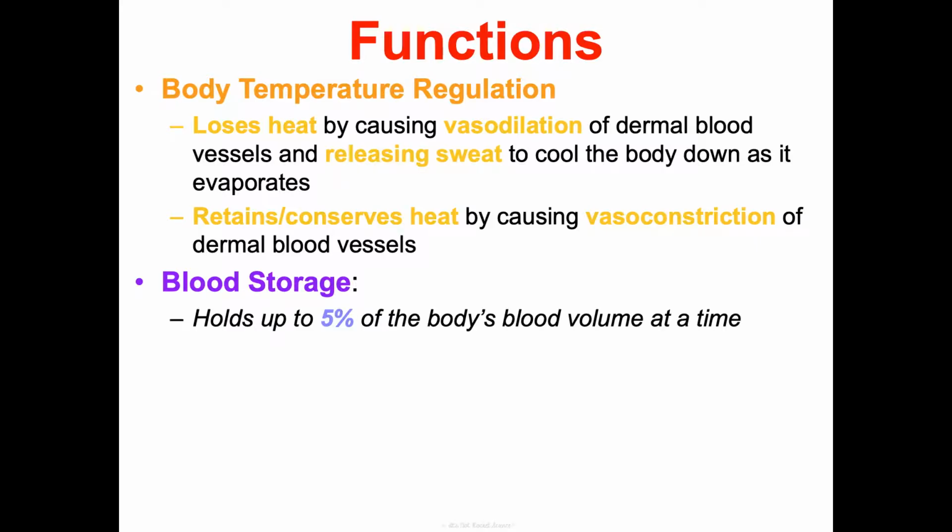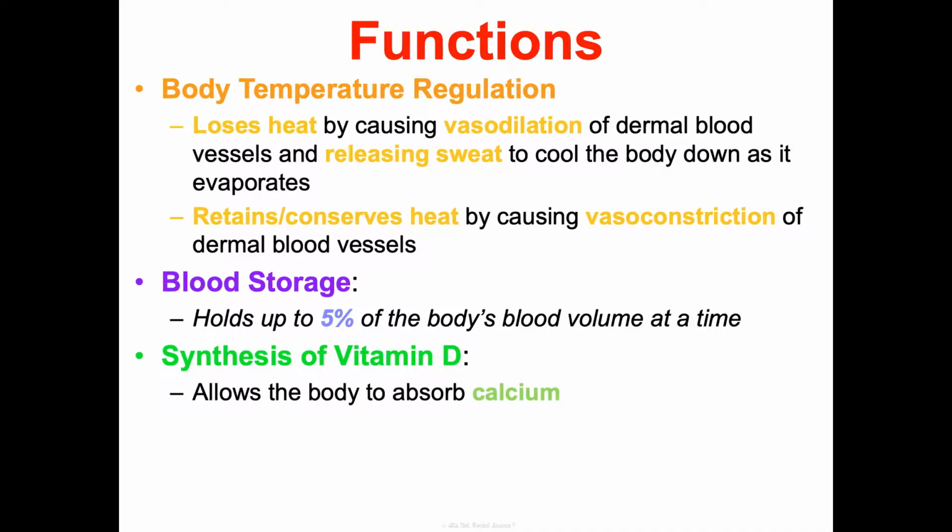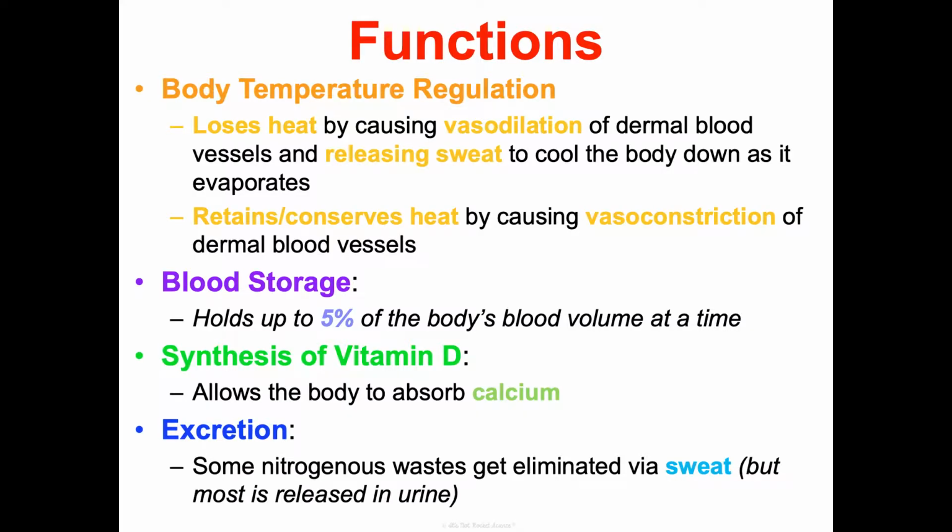Your skin also plays a role in blood storage. Up to 5% of your body's blood volume at a time is just in your skin alone. So that's a lot of blood. We also said your body helps to synthesize vitamin D, which its main role is to help the body absorb calcium, and calcium does so many things in our body. And we talked about vitamins and minerals like vitamin D and calcium in Unit 5, Concept 2. So you can go back and watch that one if you need to. And then excretion, which we again talked about a lot, mainly in Unit 5. But some nitrogenous wastes also get eliminated in your sweat. Again, the majority are released in your urine, but some do get released in your sweat as well. So it does aid in excretion a little bit too.